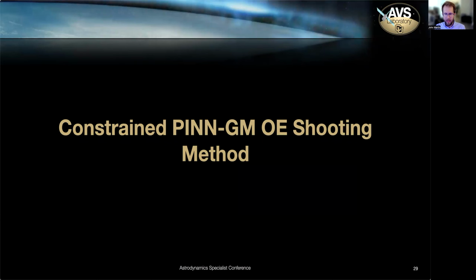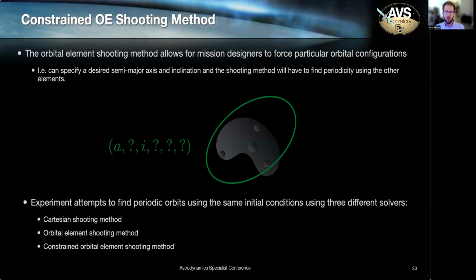The other really convenient thing about formulating a problem in orbit element space is the fact that if you're a mission designer, you can constrain certain orbital elements and remove them from the optimization process. So let's say you have some mission and you have to have the spacecraft at a certain semi-major axis and inclination about that asteroid. Well, you can prescribe those values and remove them from the optimization and use all of the remaining orbital elements to enforce that periodicity. And to my knowledge, there was not a way to do this before using Cartesian shooting methods.